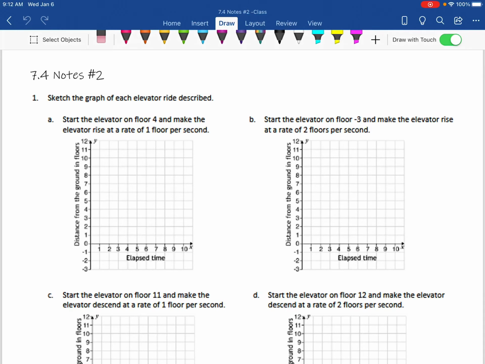Okay guys, so today we are going to be given the starting floor and the rate, and we're going to create the motion graph. Okay, so we're going to do some vocab up at the top, which is really just some tips for graphing. So the first thing that we're going to do is plot our starting floor or our starting location on the y-axis.